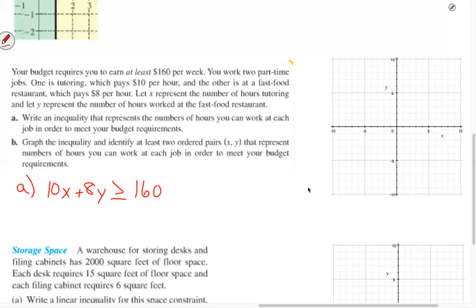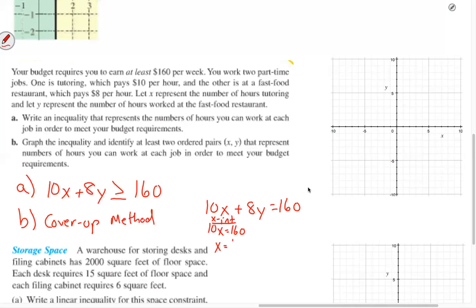So Jay, remember I said I would pick a method that works better for me? I would graph this using the cover-up method. All right, Mr. Beatty's cover-up method. So what I would do is say 10X plus 8Y equals 160. And I would cover up the Y, and I would get 10X equals 160. And this is for my X-intercept. So 10X equals 160, and I'd get X equals 16.